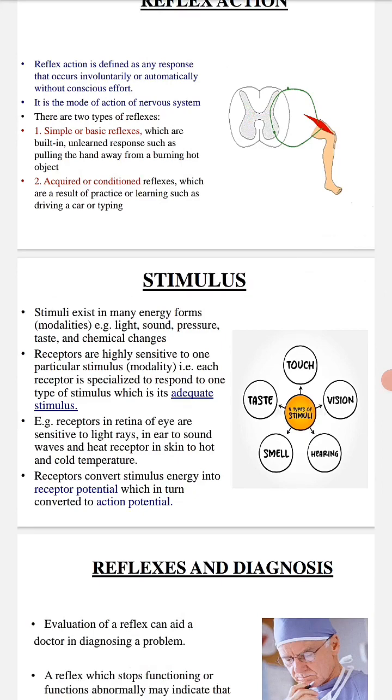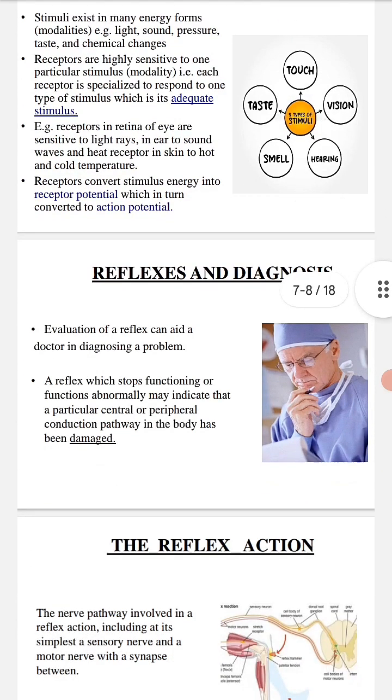Stimulus exists in many energy forms, modalities, for example, light, sound, pressure, taste, and chemical changes. Receptors are highly sensitive to one particular stimulus modality. Each receptor is specialized to respond to one type of stimulus, which is its adequate stimulus. For example, receptors in the retina of the eye are sensitive to light rays, in the ear to sound waves, and heat receptors in skin to hot and cold temperature. Receptors convert stimulus energy into receptor potential, which in turn is converted to action potential.